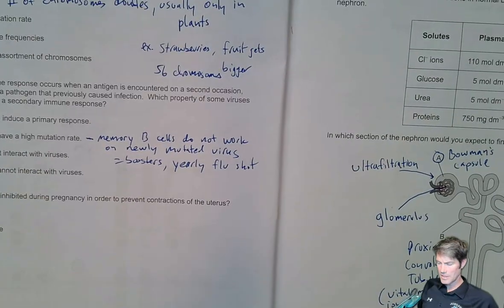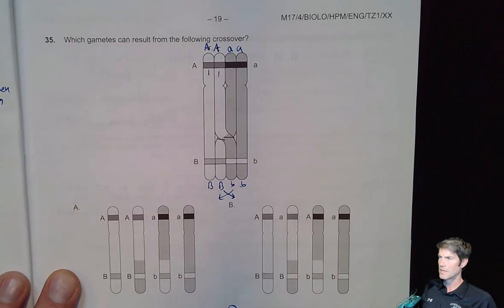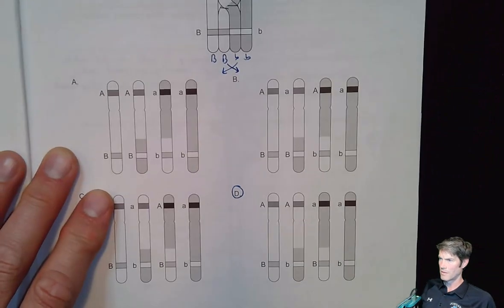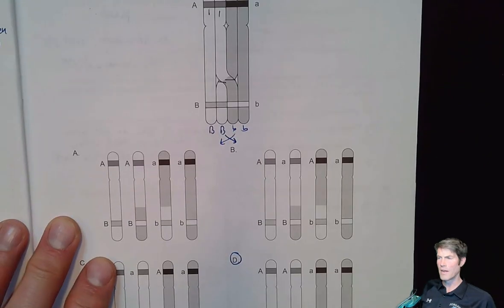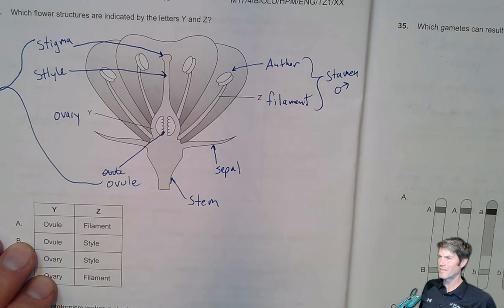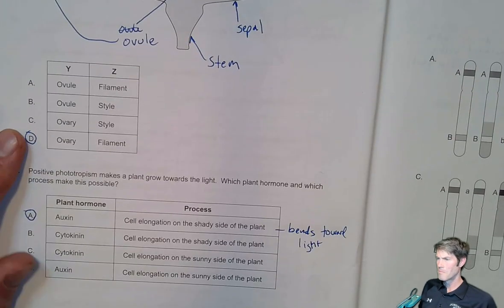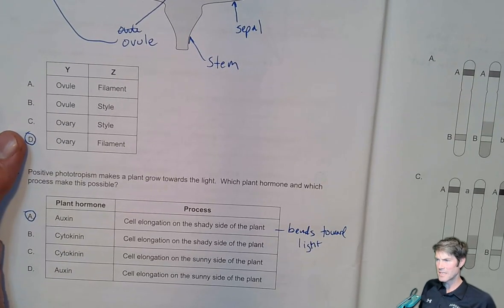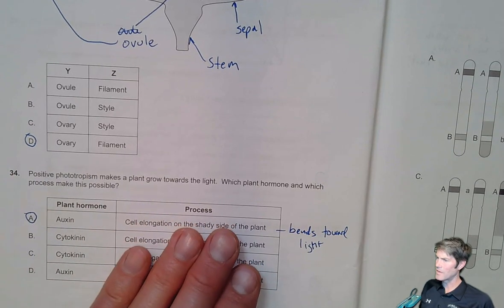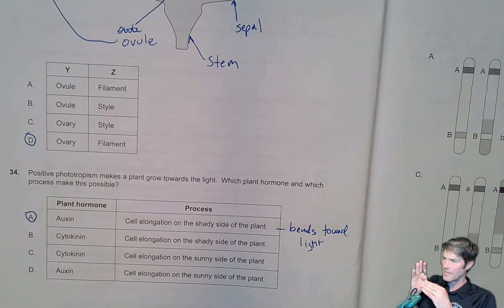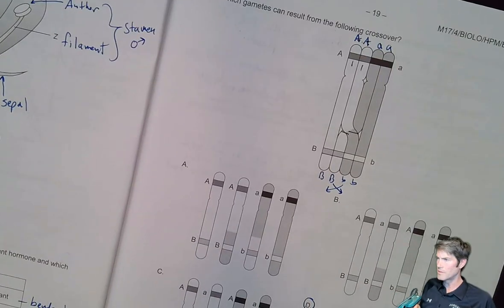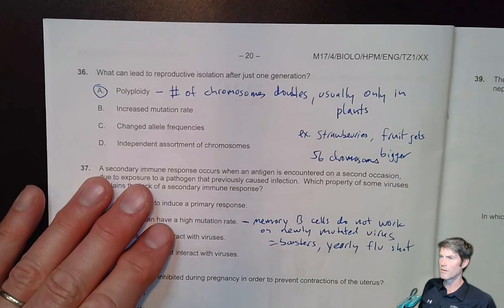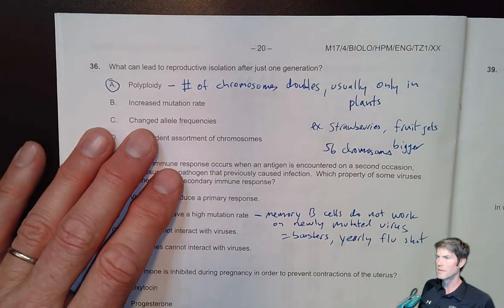Use the diagram. Like this diagram, you can kind of figure out if you don't remember so well about crossing over and how genes work. This you have to kind of remember. This you could kind of figure out because the shady side, it's going to bend towards this side. So try to use your reasoning best you can to figure it out at all times.